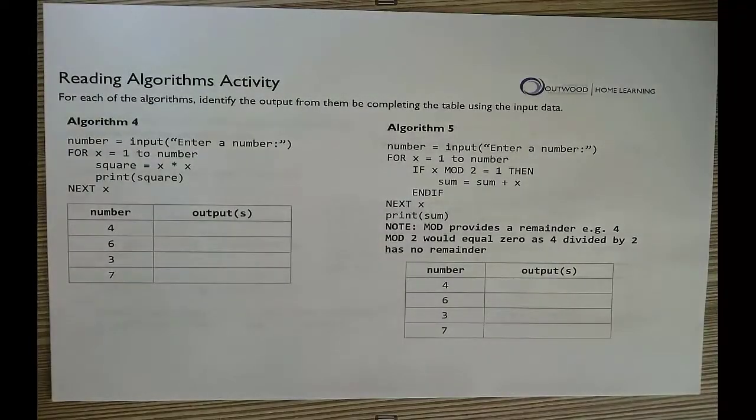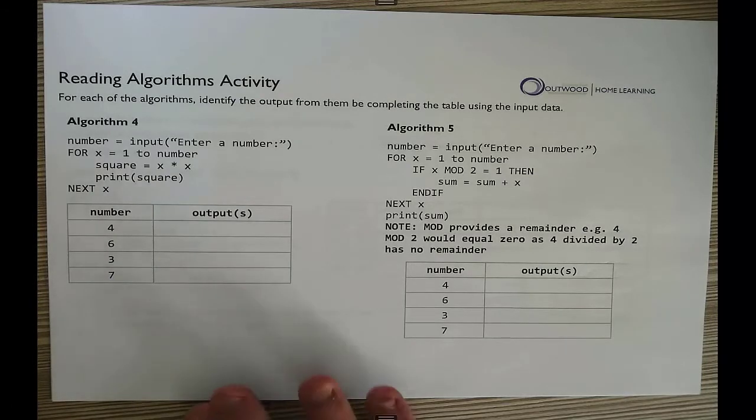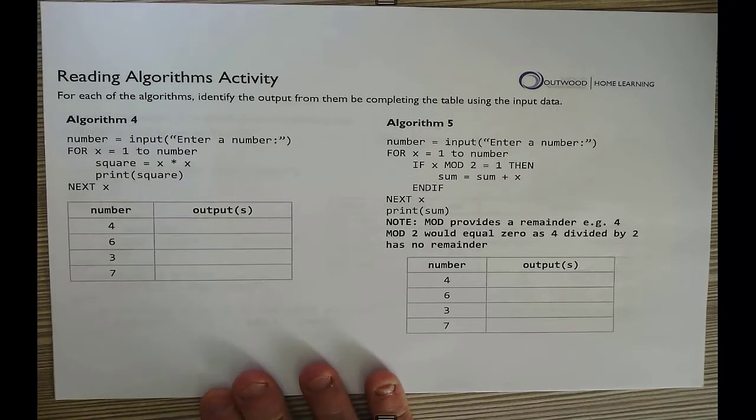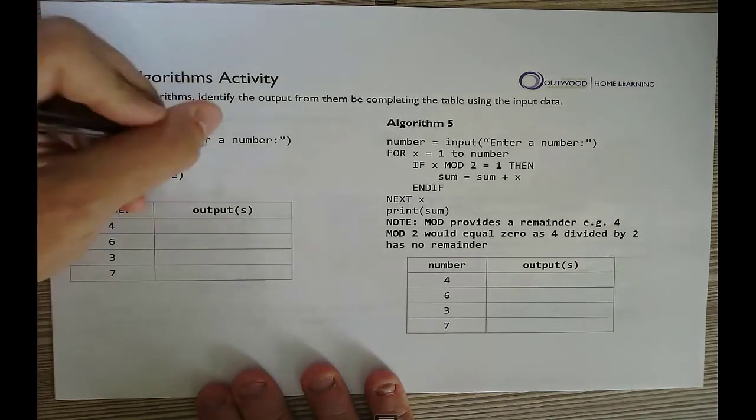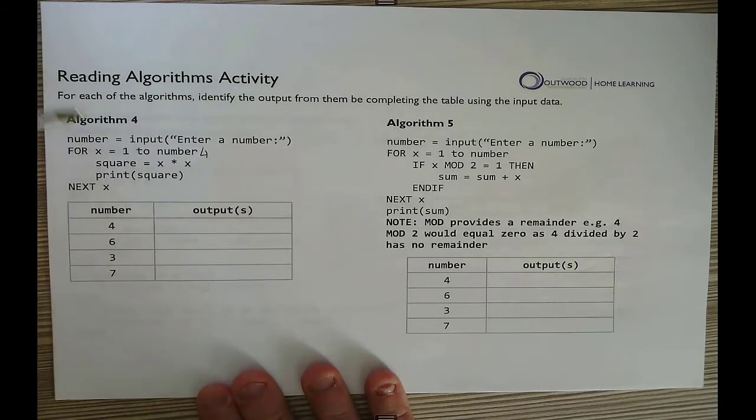Okay, moving on. Now we're going to get interesting. So we're now on to some algorithms that we need to read that have loops in them. Okay, so there may be more than one output here. So we've got our input, so number is 4. So for x equals 1 to number, well, number's 4. So that's like saying for x equals 1 to 4. Square equals x times x. Well, x starts at 1. So 1 times 1 is 1, and then it prints square.